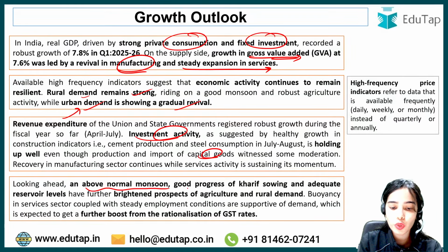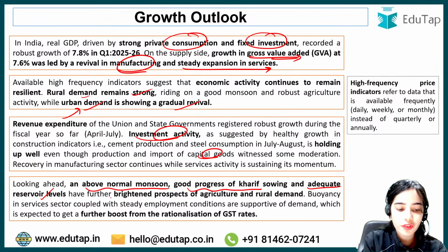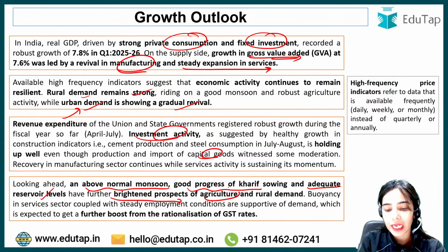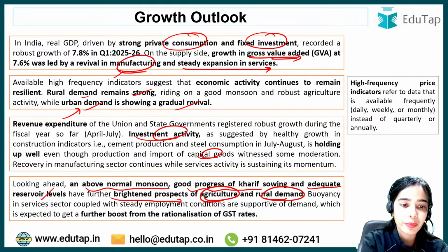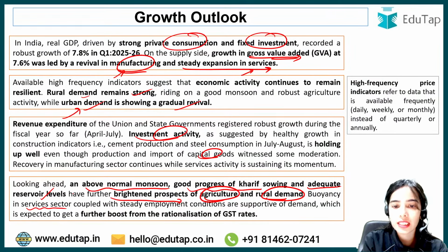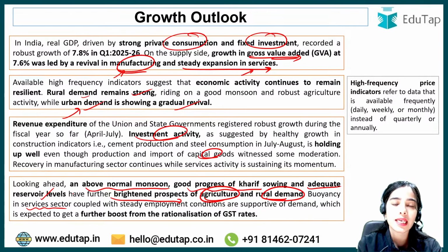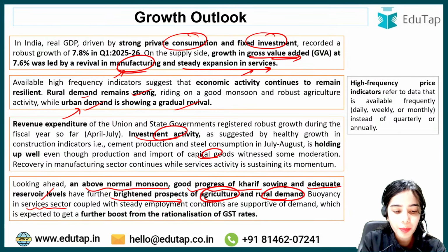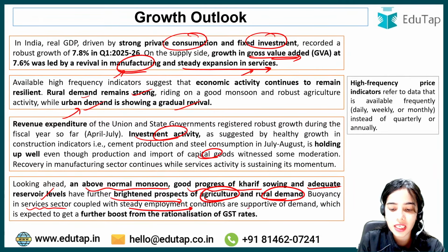Above normal monsoon, good progress of Kharif sowing, adequate reservoir levels have further brightened prospects of the agriculture and rural demand. Okay, even if we see for agriculture, we saw for manufacturing, we saw for services, even if we see for the agriculture, this is also good. Buoyancy is in services sector, that is steady expansion of services sector coupled with steady employment condition are supportive of demand.